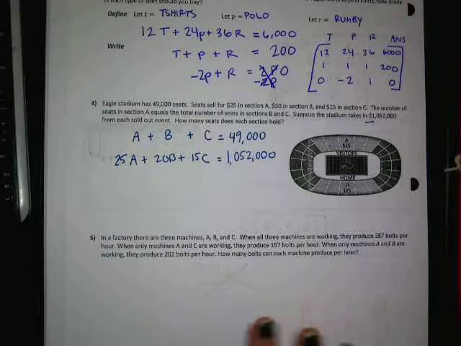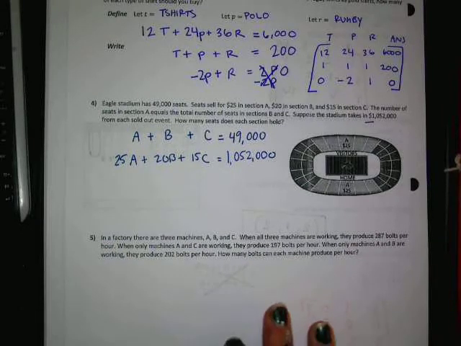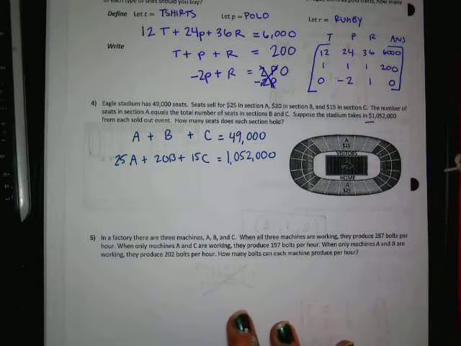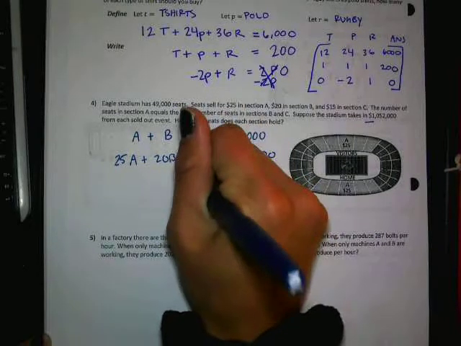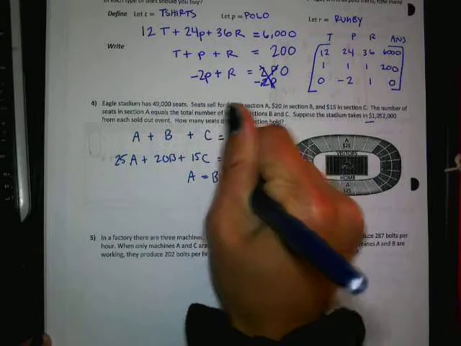All right, now I need one more equation. The number of seats in section A equals the total number of seats in section B and C. So how would I write that? A equals B plus C. Very good.